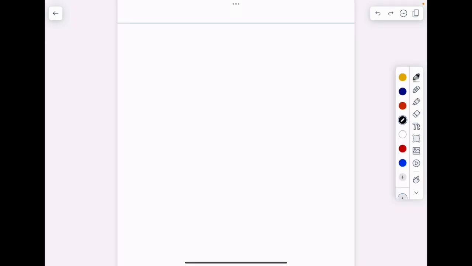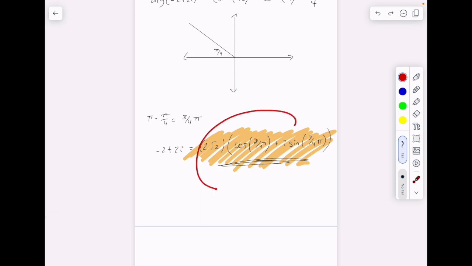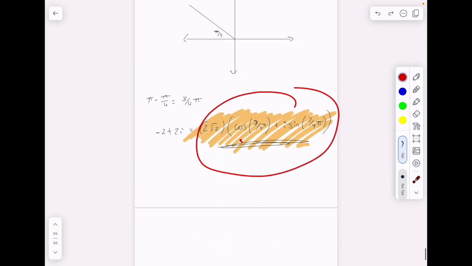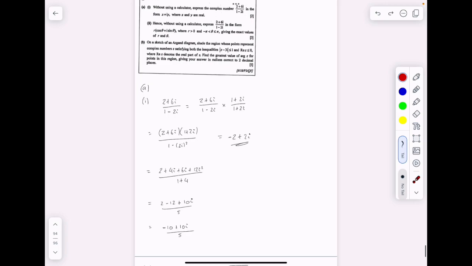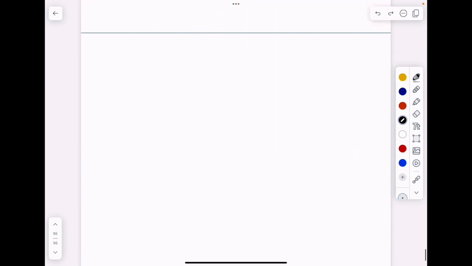Alright, guys, now for part b, we've got the following. If you remember, this was our previous result: 2 root 2, and then cos 3/4 pi plus i sine 3/4 pi. Now for part b, it says on the Argand diagram, shade the region whose points represent complex number z, satisfying these two inequalities. Find the greatest value of arg z of the points in this region. So how do we go about doing this?